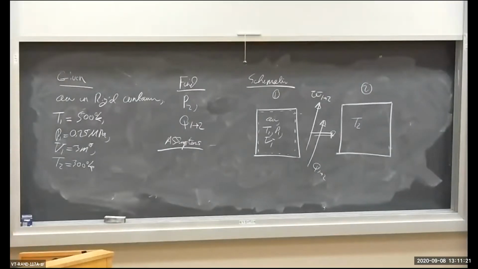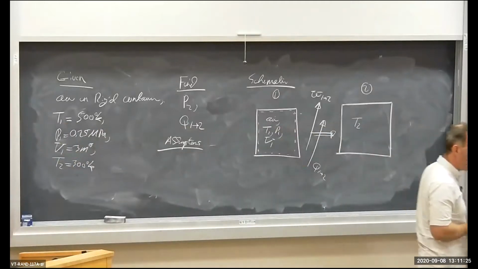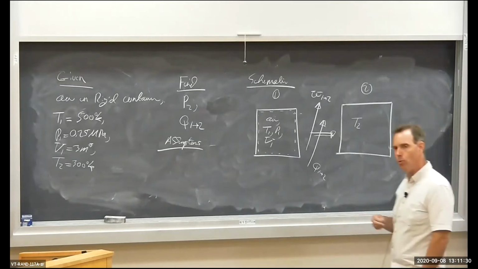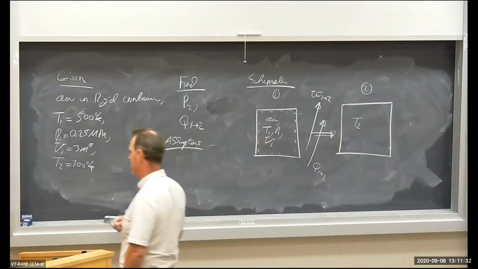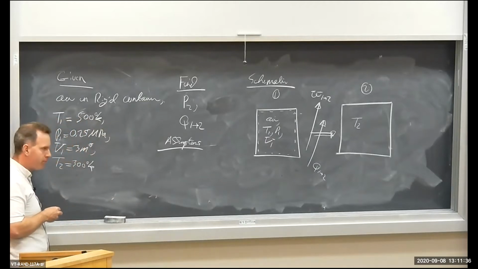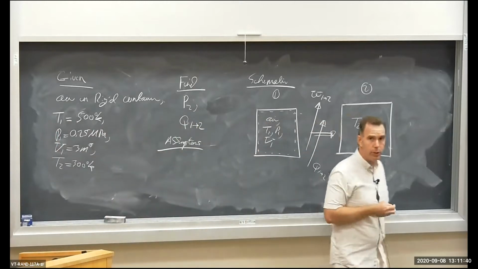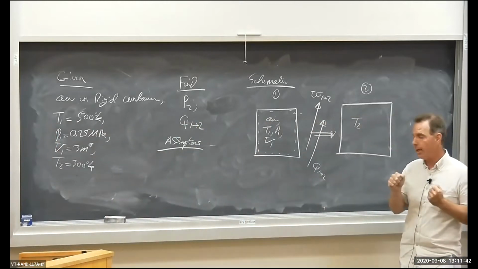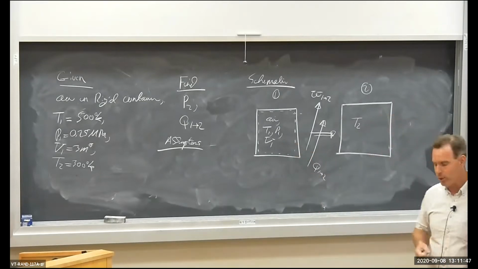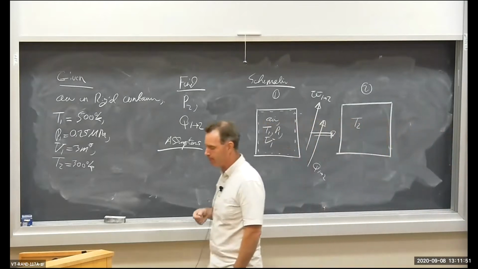Okay, let's do another problem involving use of the tables, in particular properties for ideal gases. Let's say we have air in a rigid container. Now, what does rigid mean? It means the volume is constant, it can't be distorted. This air in this rigid container initially has a temperature T1, a pressure P1, and a volume V1.